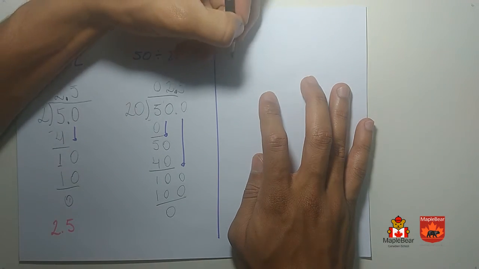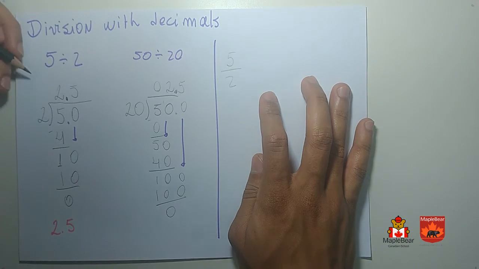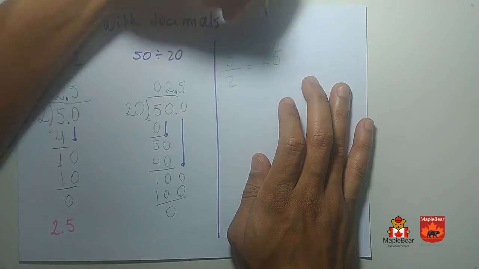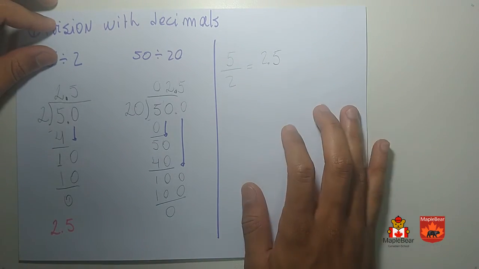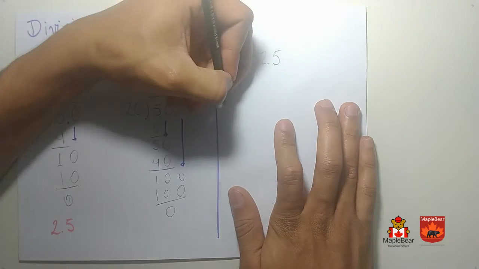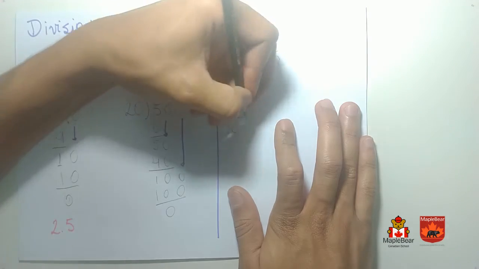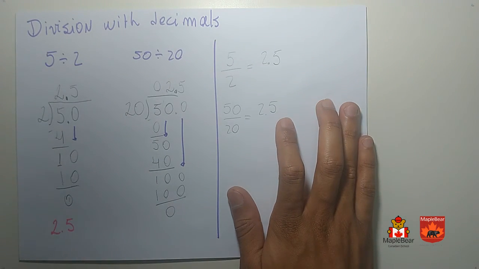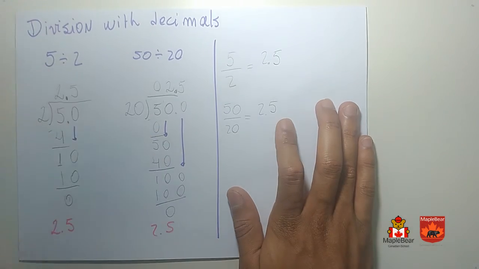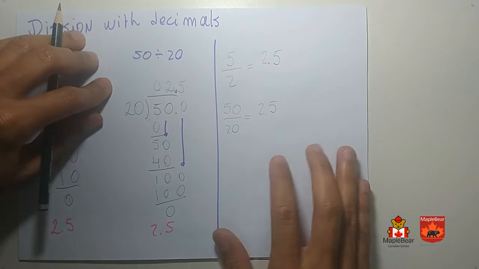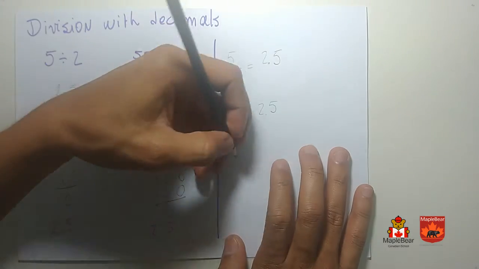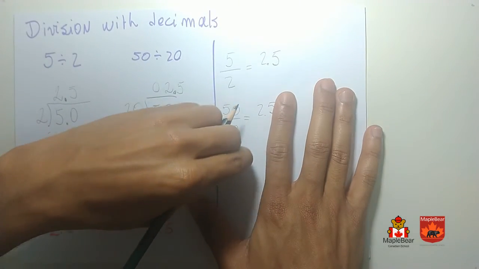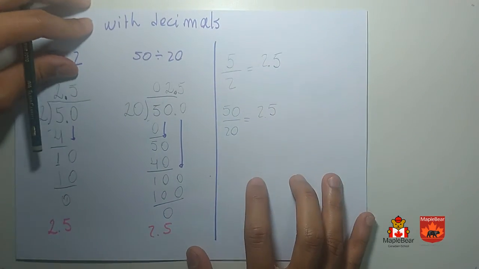So what do I know? I know that 5 over 2, which is the same thing as 5 divided by 2, is equal to 2.5. Is that a proper way to write it? Yes, it is. And I know that 50 over 20 is the same thing as 2.5. Oh, I just forgot to write my answer here: 2.5. Nice. So what is the relation between my 5 over 2 and my 50 over 20? Everybody agree with me that I can do something like that.